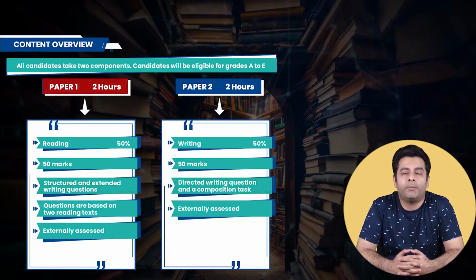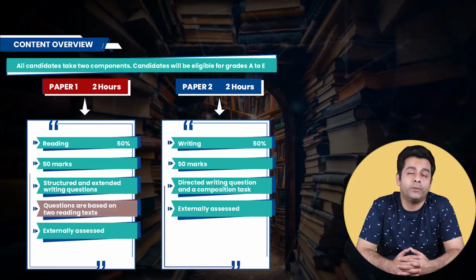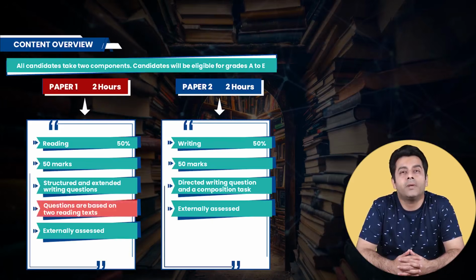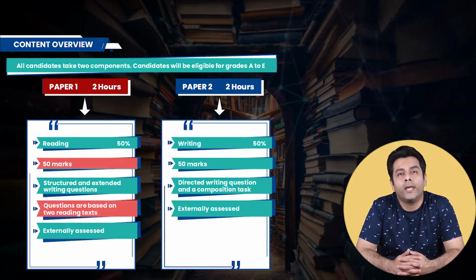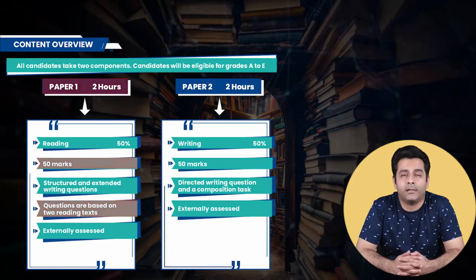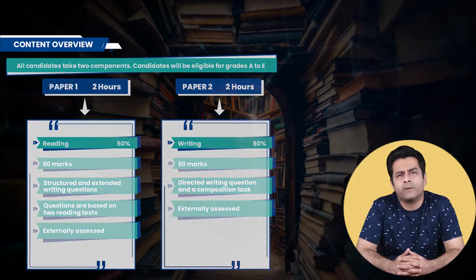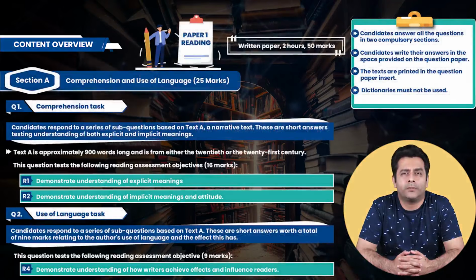Starting with P1. Paper 1 would now be the reading paper where you are going to be given two texts, text A and text B. The total weightage for this paper is going to be 50 marks. You would be allocated 2 good hours to attempt this paper. Let's discuss one by one how paper 1 is going to be composed.